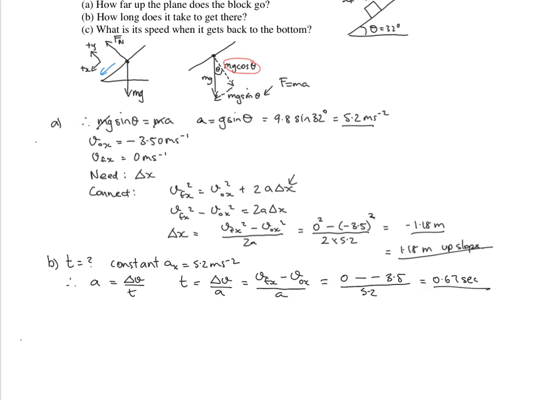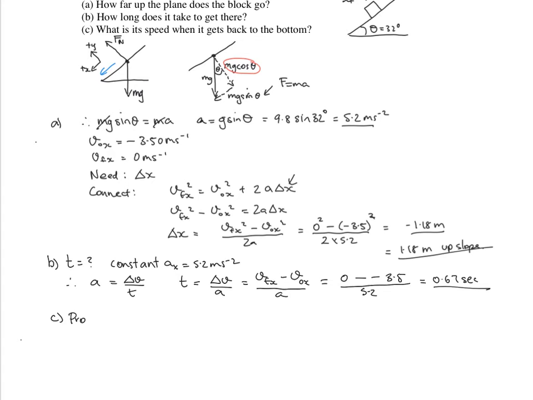Too easy. Now question C is asking, what is its speed when it gets back to the bottom? Well, because there's no dissipative forces here, there is no friction acting, there's only the conservative force, which is gravity acting, you'd think that we should end up with the same speed when we come back. We're going to go up the plane, get to 0, and the same acceleration is acting on us, it's always acting in the same direction. We're going to end up at the same speed at the bottom. Intuitively, we can prove that.